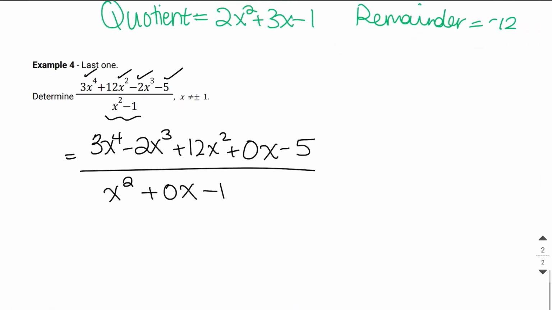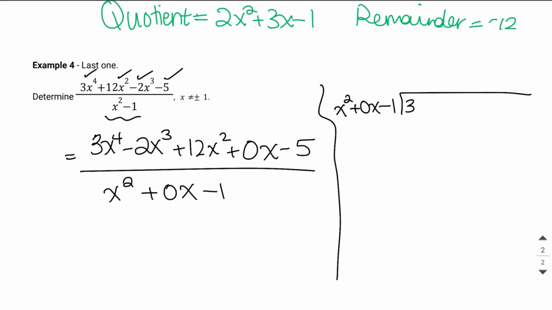Now, there is a way to get around not putting the 0x right here, but you can work on that when you have time in class to practice. But for the purposes of this video, I want to keep it as is. So I'm going to say x squared plus 0x minus 1, and it's going to go into 3x to the power of 4 minus 2x cubed plus 12x squared plus 0x minus 5. Okay?